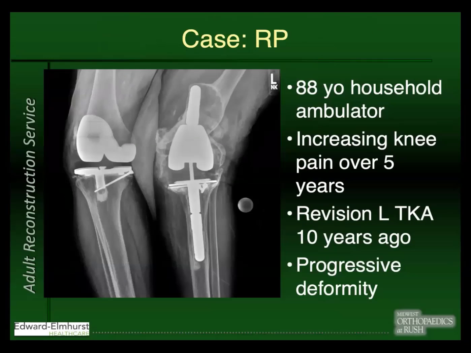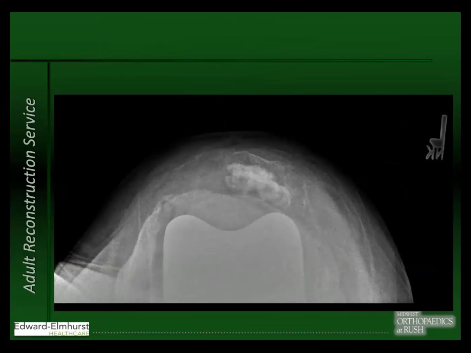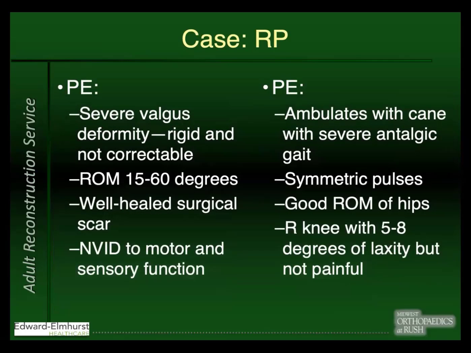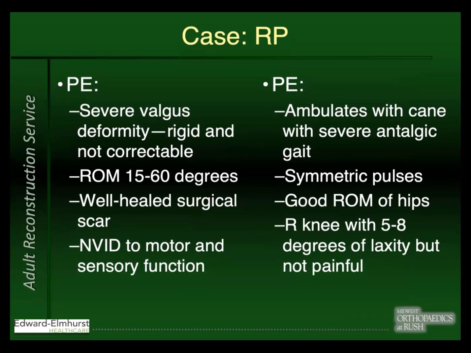And with that, we'll just kind of run through a very quick case. This is an 88-year-old. This is an obvious reason for a revision. But the increasing pain over 5 years, progressive deformity, and the deformity was being watched. We'll talk a little bit about the diagnostic workup in a little bit, but this patient went through our standard diagnostic workup, and you can see with the valgus deformity, the patella is not tracking well. Valgus deformity, poor range of motion, well-healed surgical scar, difficulty getting around.